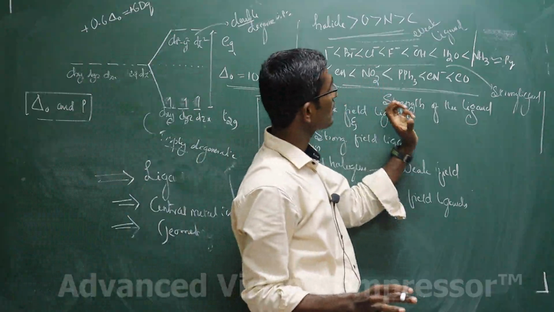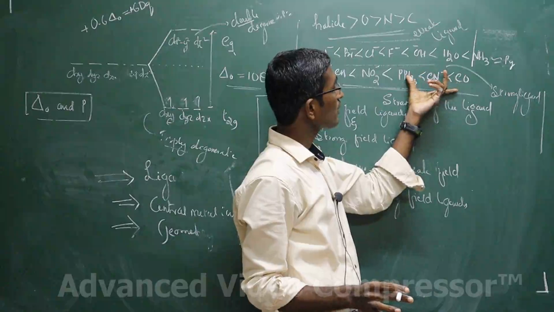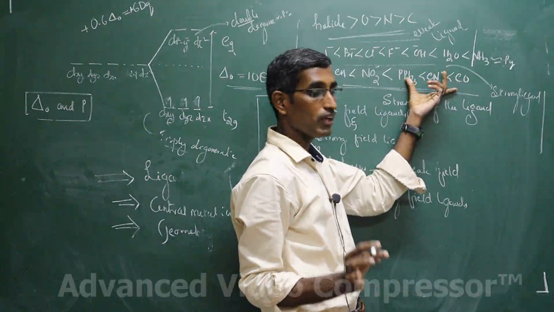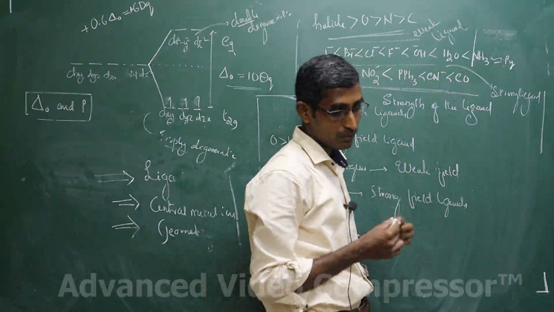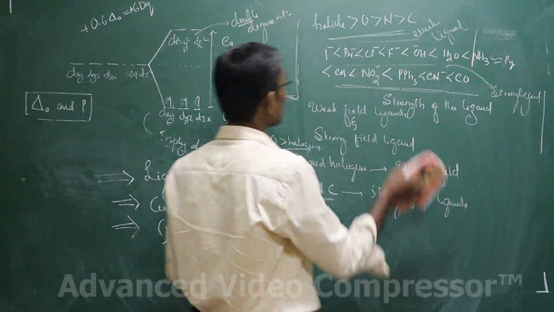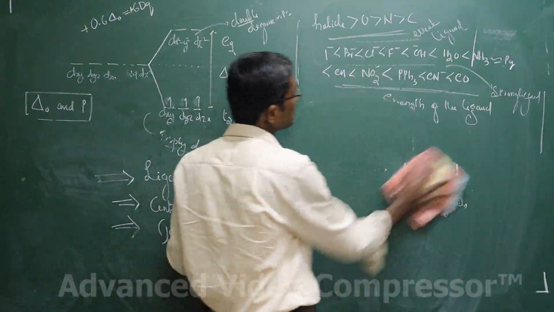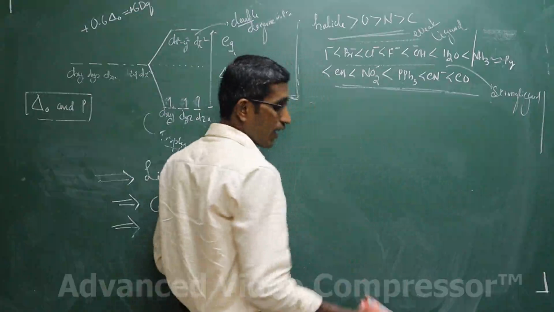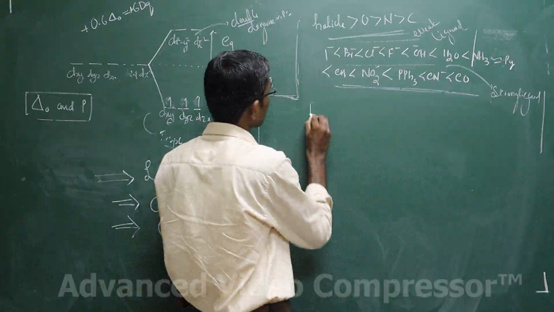Among nitrogen and carbon, the carbon-containing coordinating ligand will be strongest. We will take care of those things in specific afterwards. This is about the ligand, students. Now about the metal ion.